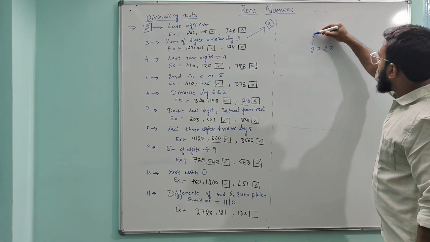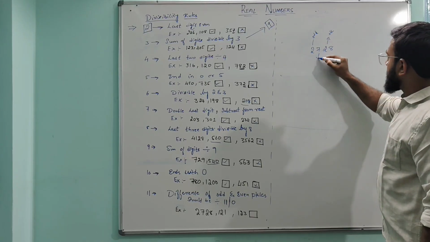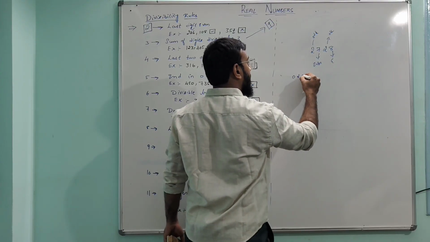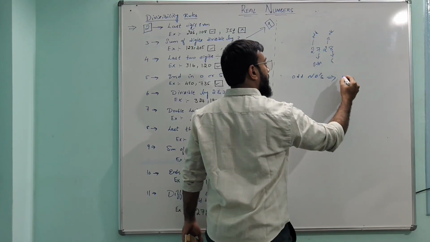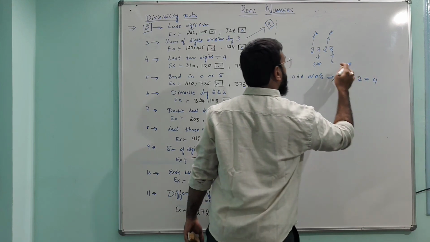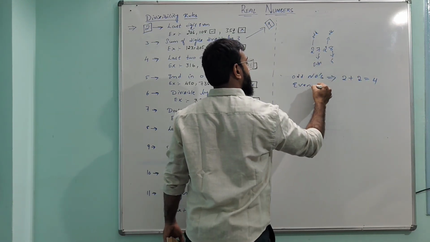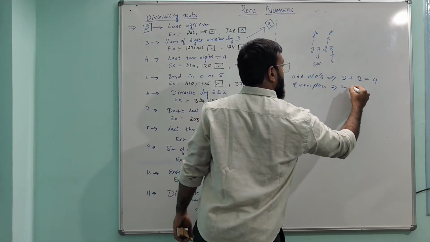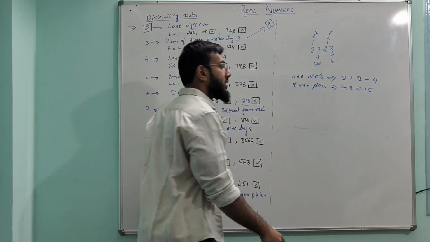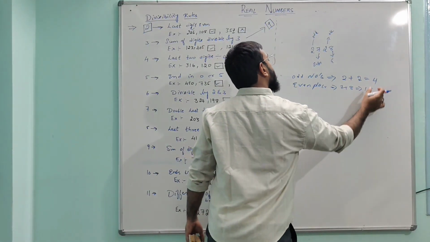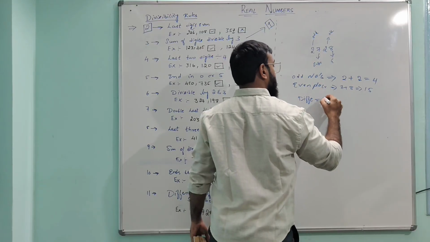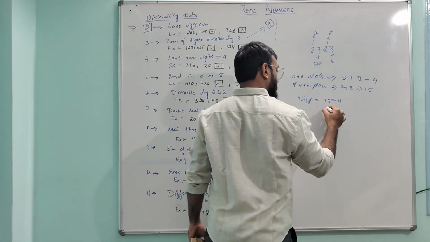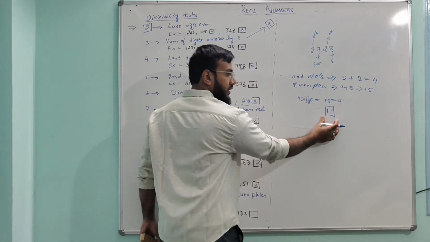So I'll consider this is odd and this is odd. This is even, this is even. If I add up all of these odd numbers, 2 plus 2 is equal to 4, correct? Even places, if we add up 7 plus 8 is 15. If I do the difference of these numbers, 15 minus 4, what will I be getting? 15 minus 4 is 11. This is the condition.